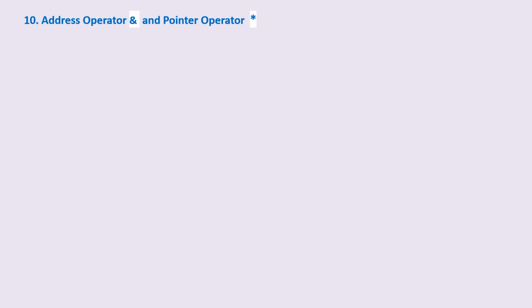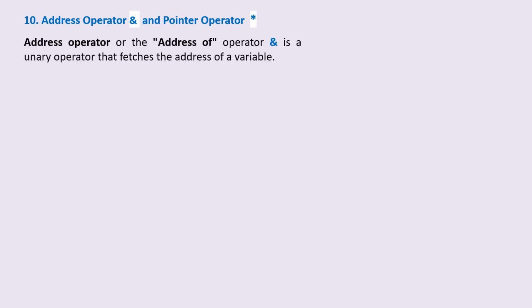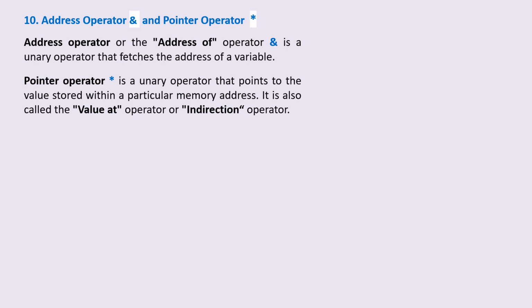The address operator, ampersand, and the pointer operator, asterisk. The address operator, or the address of operator, ampersand, is a unary operator that fetches the address of a variable. The pointer operator, asterisk, is a unary operator that points to the value stored within a particular memory address. It is also called the value at operator or the indirection operator.